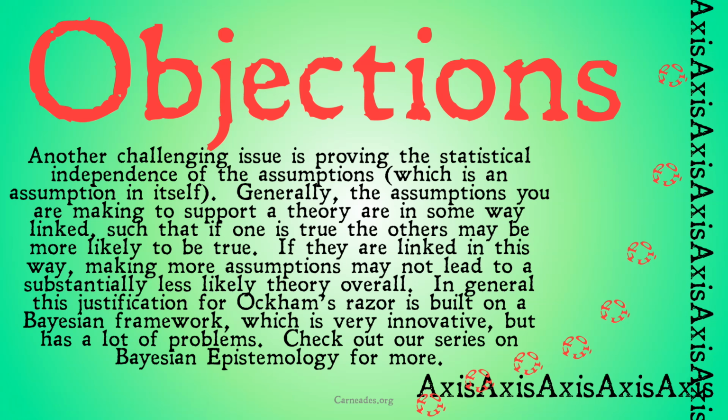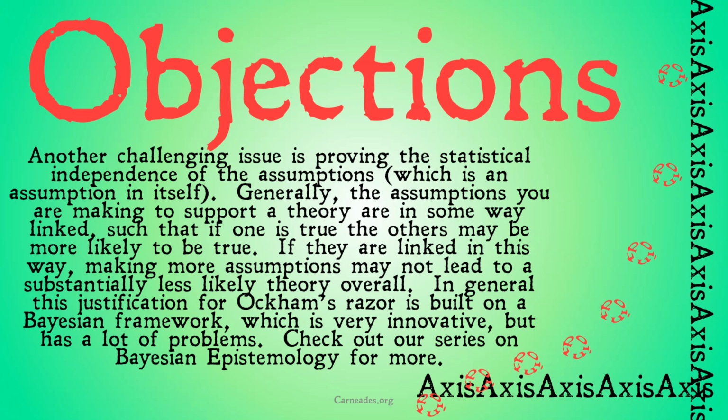Generally, the assumptions you are making to support a theory are in some way linked, such that if one is true, the others may be more likely to be true. Usually, the assumptions that you have aren't fully independent, that they're relying on each other in some way, at least in real scientific theories. If they are linked in this way, making more assumptions may not lead to a substantially less likely theory overall. In general, this justification for Occam's razor is built on a Bayesian framework, which is very innovative, but has a lot of problems.